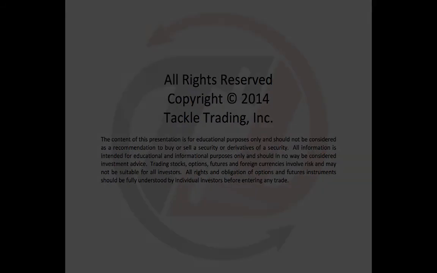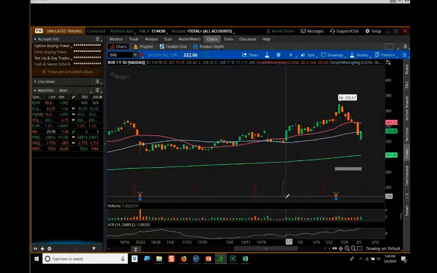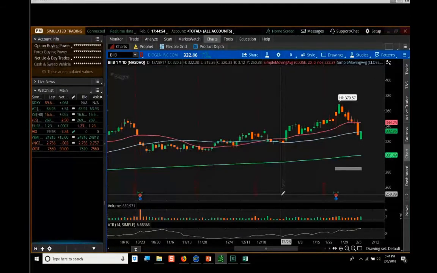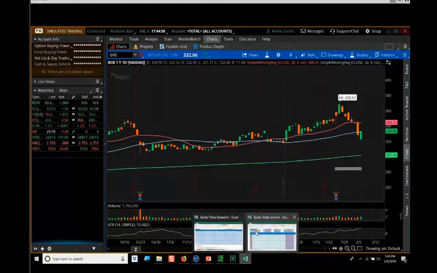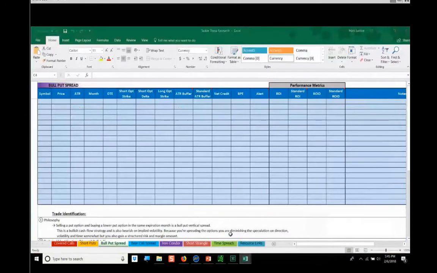So let's say I wanted to do a bull put on Biogen, right? So what I can do, guys, is I'm going to pull up my Theta research spreadsheet. I'm going to walk you through the information here. First and foremost, I'm just going to click on the bull put spread, okay? At that point, you're going to see a couple different things. Number one, you need to fill out that information. That's the information you personally need to fill out.